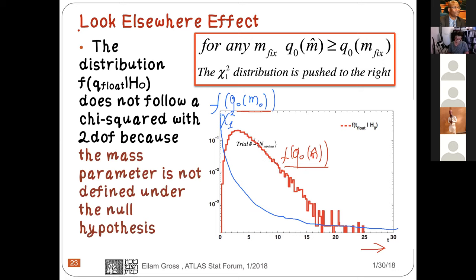Because when there is no signal, then N, the number of events that we observe, is mu S plus B, but there is no signal, mu is zero. And the number of observed events is not dependent on the mass. So the mass parameter is not defined under the null hypothesis, because the null hypothesis is N equals B, background only, there's no mass there.